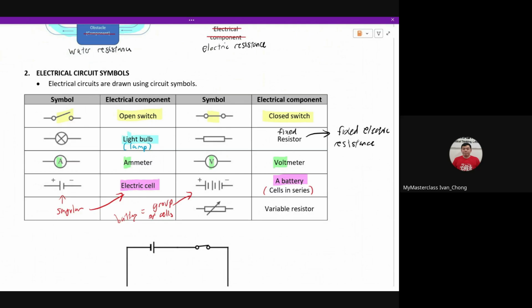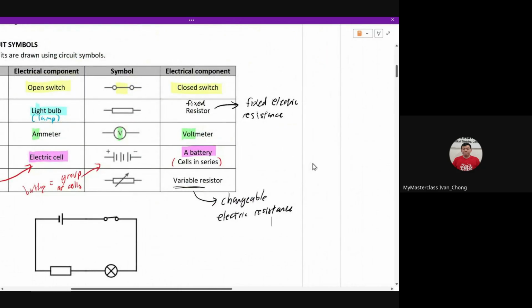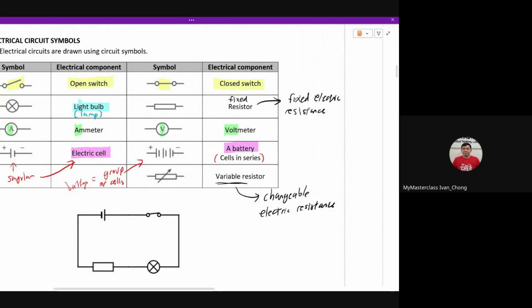And on the other hand, below here, you see this part, right? You have this variable resistor down here. This means a changeable electric resistance. Just now we had your fixed resistance on top, and now we have your changeable electrical resistance below. Do take note, the only difference between the two is that now you have this extra arrow here.